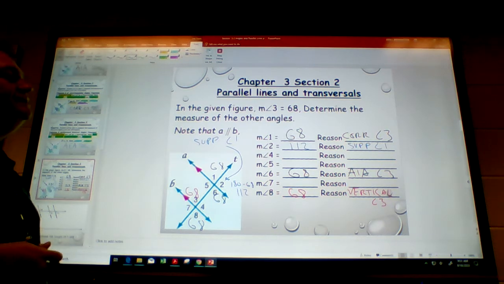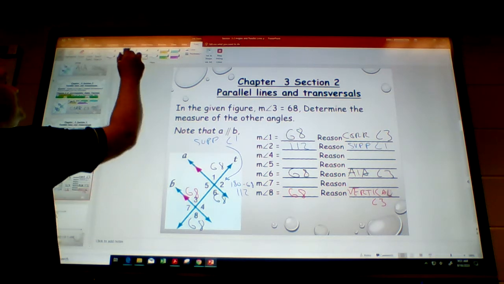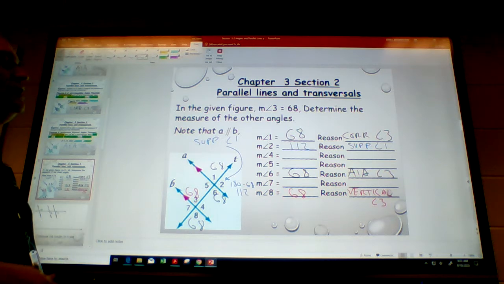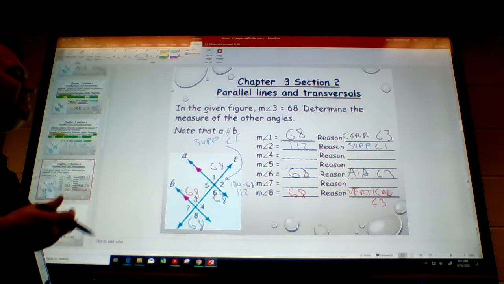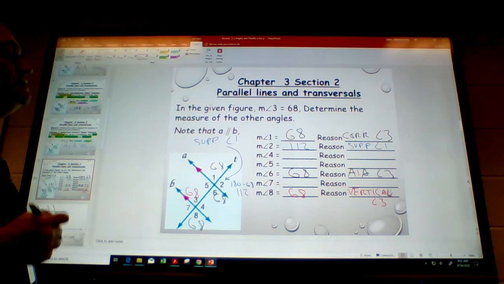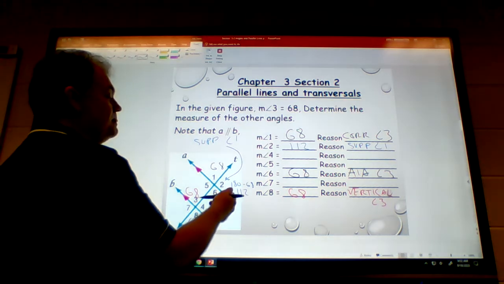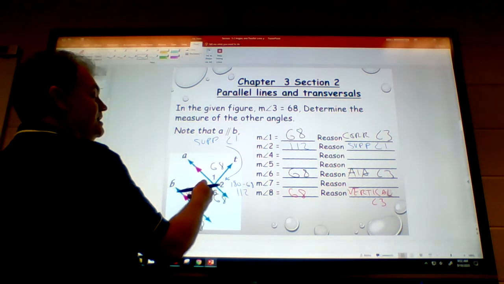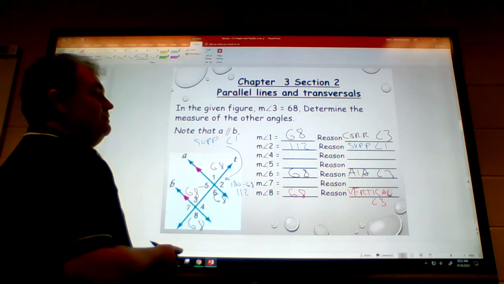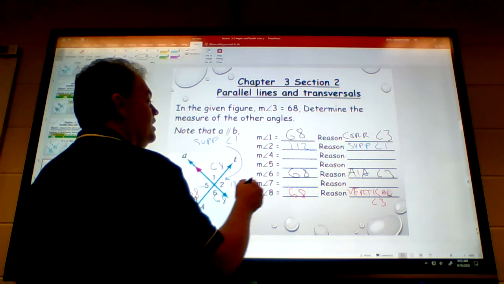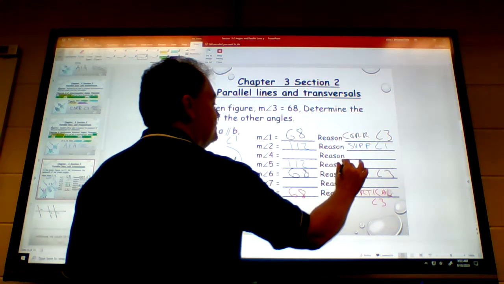Now the thing about it is there's multiple ways to do this. This is not the only way you can solve this. You can go about it different ways, but it's kind of a logic problem. It makes you think, and sometimes those are good things. Okay. Let's look at angle 5. Angle 2 and angle 5 are vertical. So angle 5 also has a measure of 112 because it's vertical.